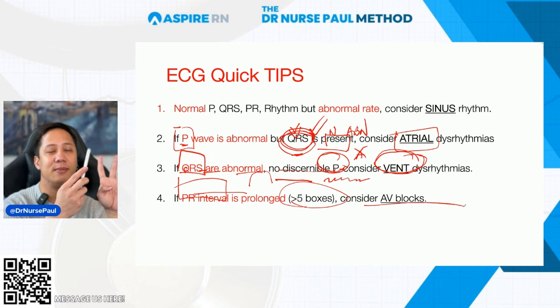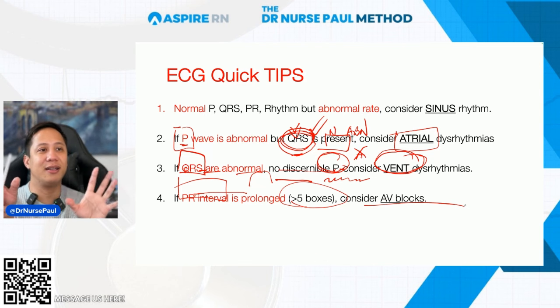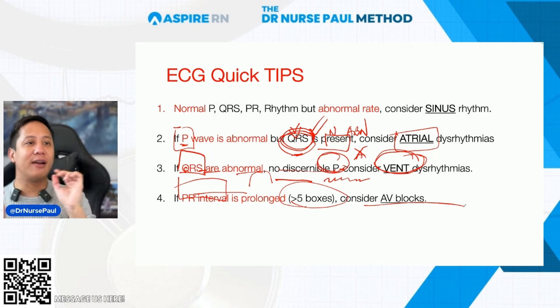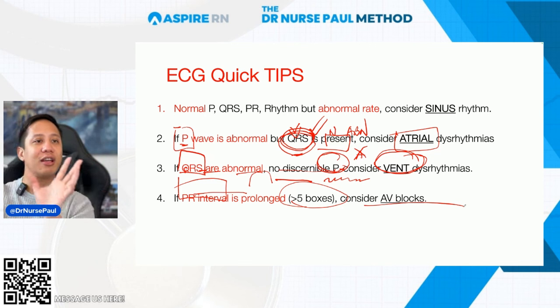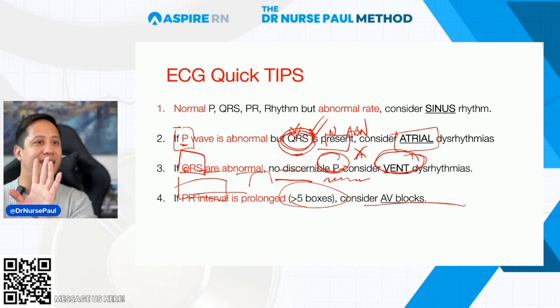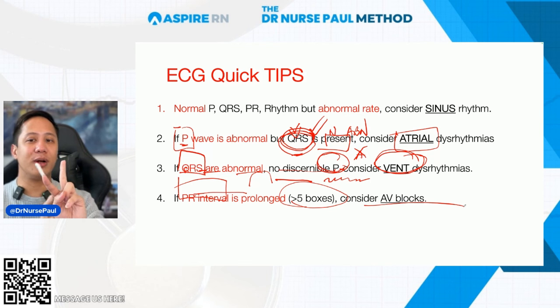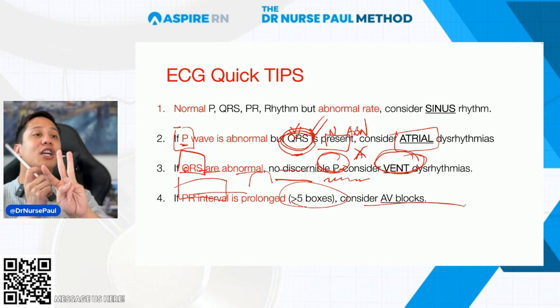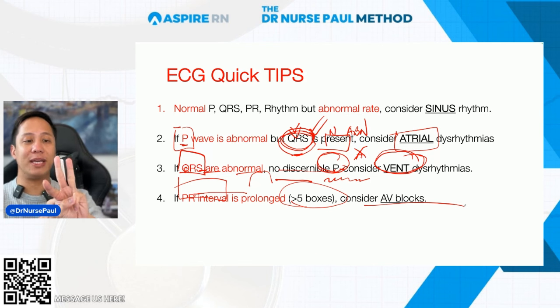Rate is the problem, sinus. These are the prefixes. Because remember, sinus tachycardia, sinus bradycardia, atrial fibrillation, atrial flutter, ventricular tachycardia, ventricular fibrillation, AV block first degree, AV block second degree. We're talking about the prefixes. Again, rate problem, sinus. P wave problem but QRS is there, atrial. QRS problem and there's no P that we can detect, ventricular. A PR interval is the problem and it's too long, AV block.